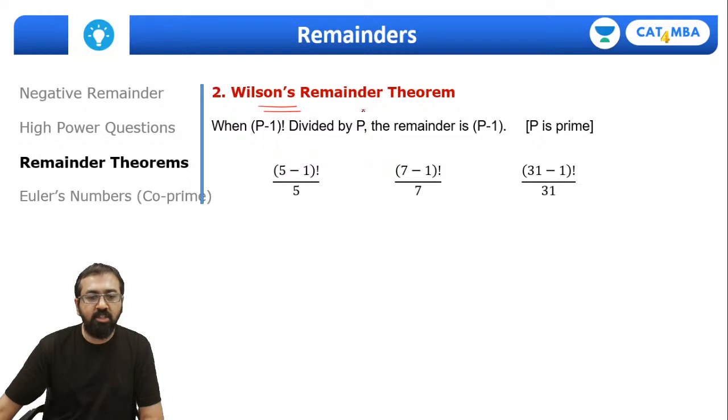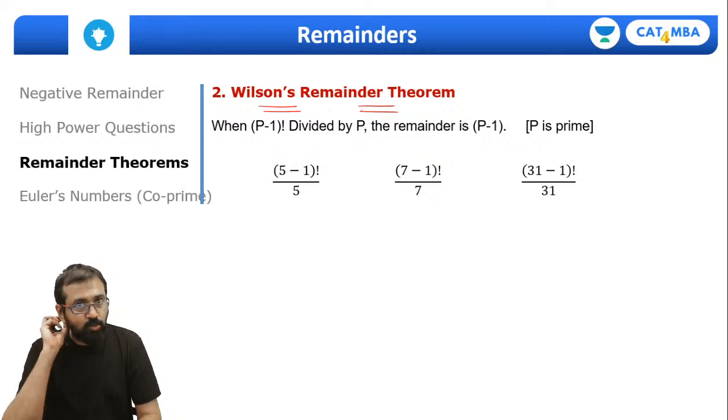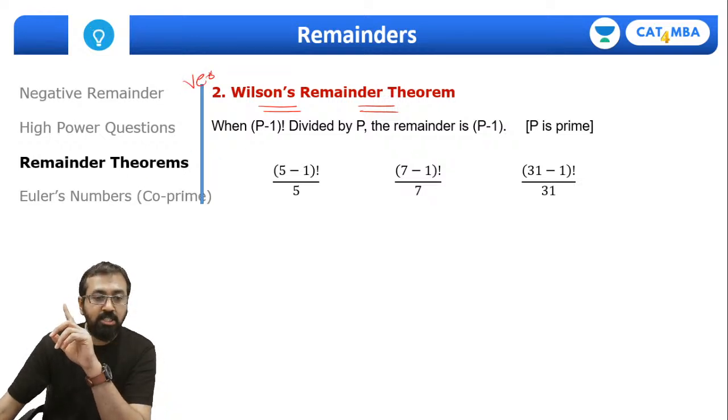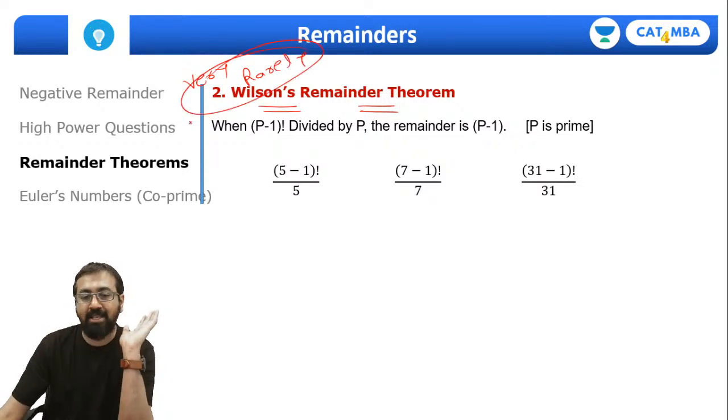Now there is one more theorem. Just note down this thing, guys. We'll discuss this later on, once we discuss the factorial number. So p minus 1 factorial divided by p, the remainder is p minus 1. Very rarely you will get a question based on this one. But if you come across a question, there is no choice but to apply this. So these are the examples.